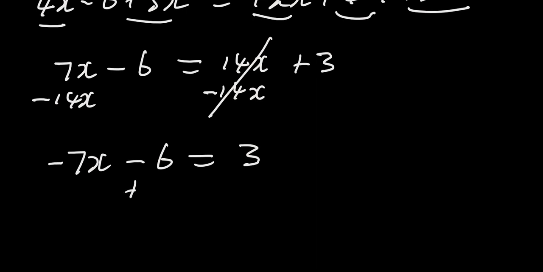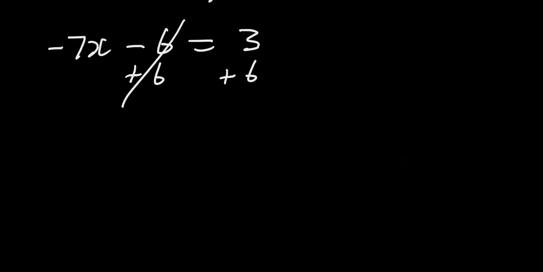So now let's add 6 to both sides. So negative 6 plus 6 will cancel out. And we're going to have negative 7x on the left side, and this will be equal. 3 plus 6 is 9.